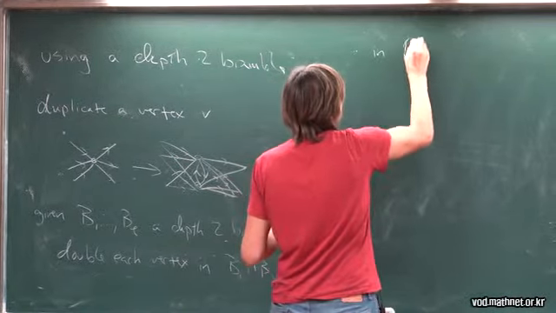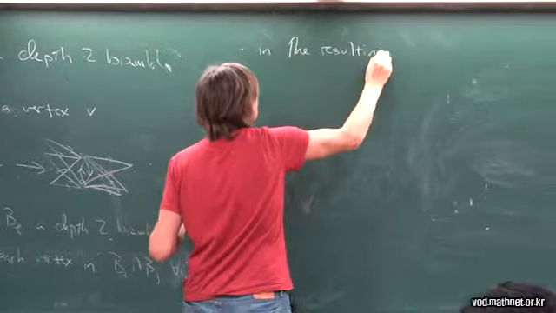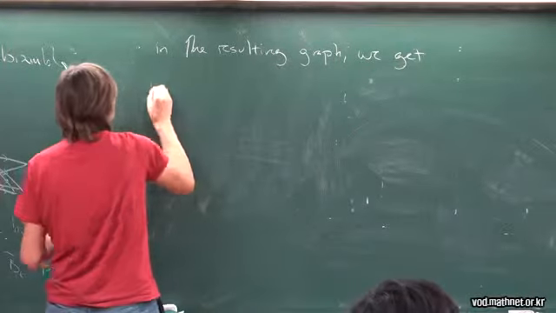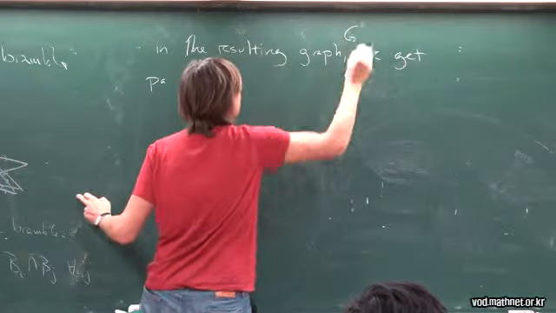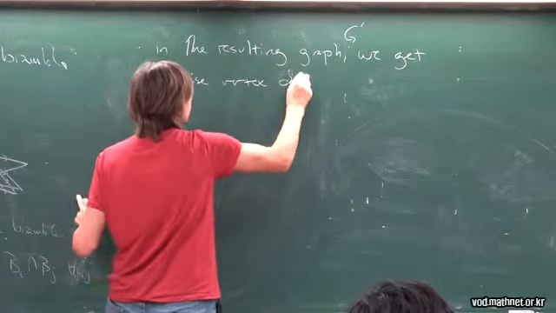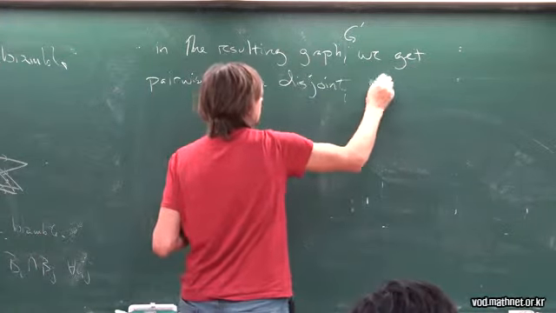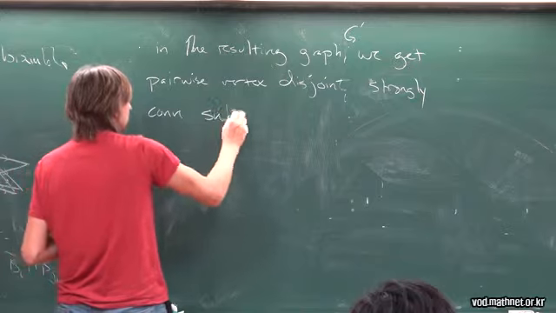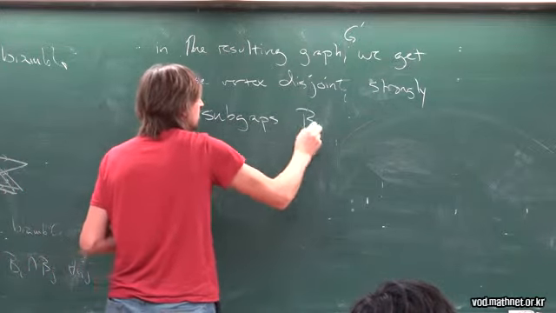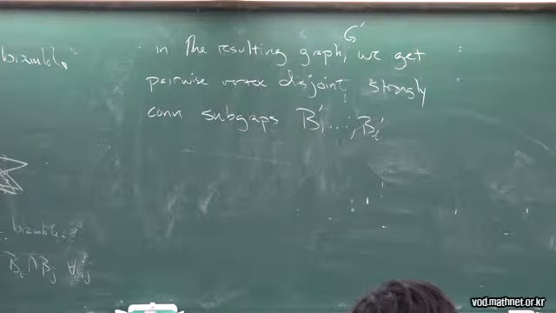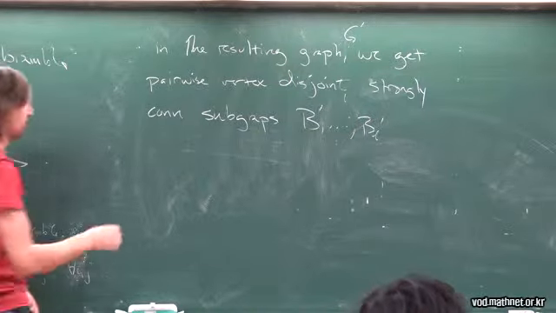In the resulting graph, let's call the resulting graph G prime, we get pairwise vertex disjoint, strongly connected subgraphs B1 up to BL primes. Right? So identify each of those guys to a single vertex. Collapse it down to a vertex.